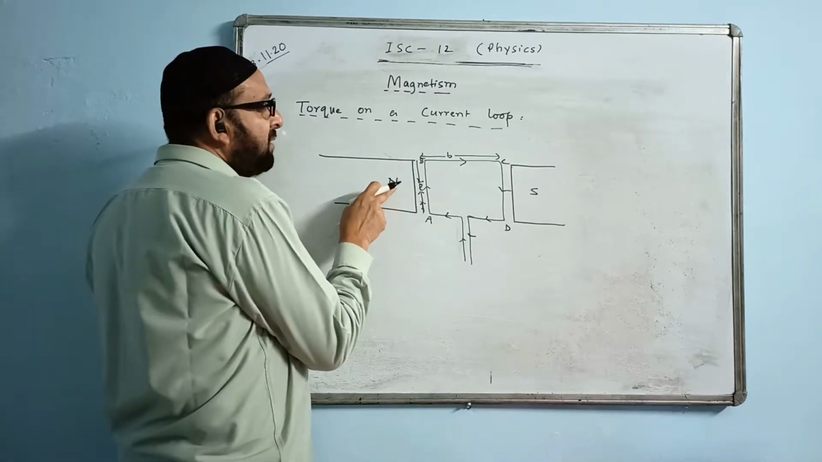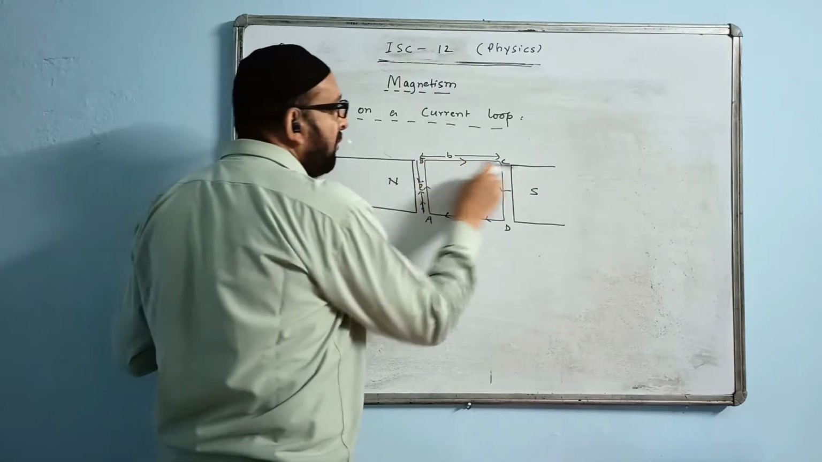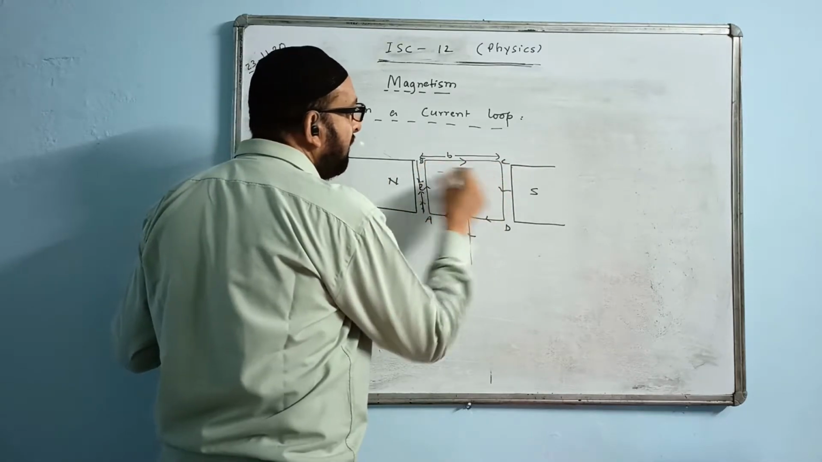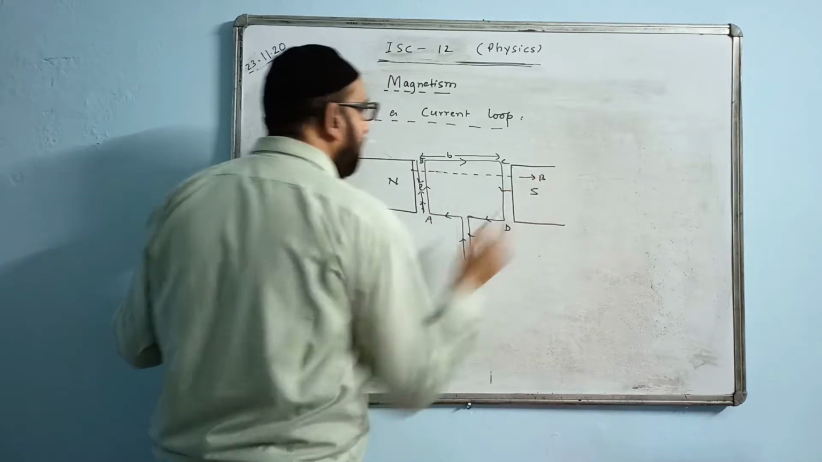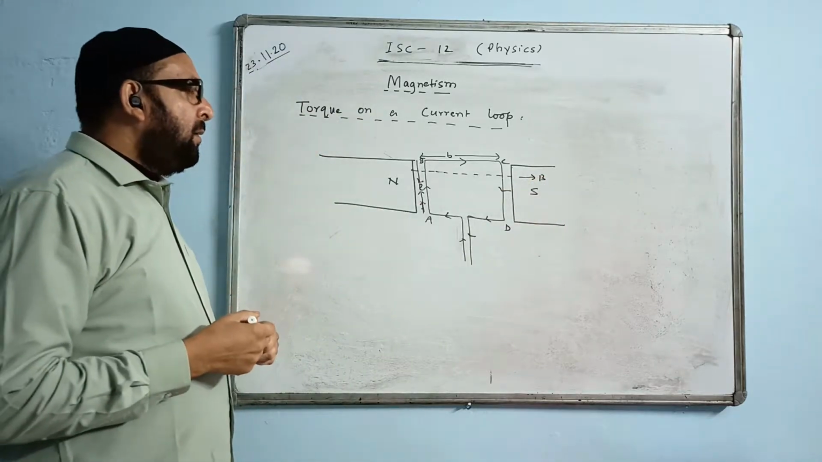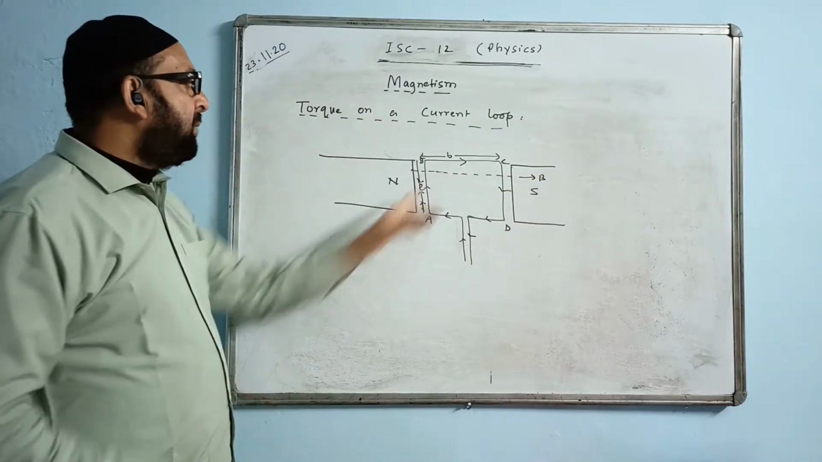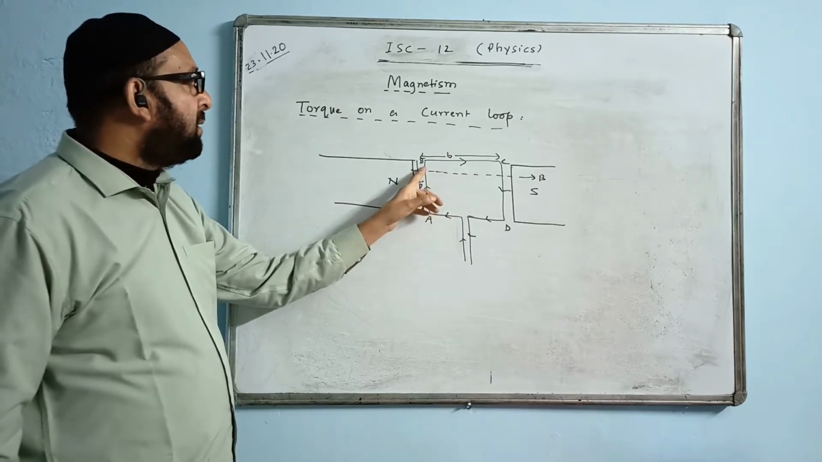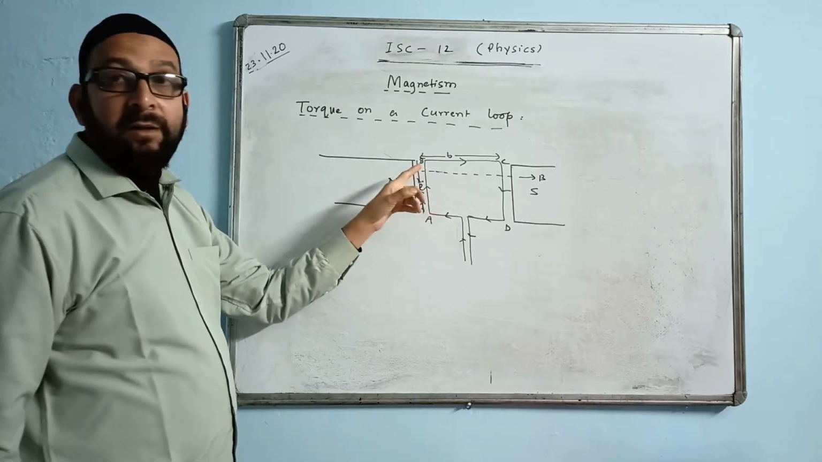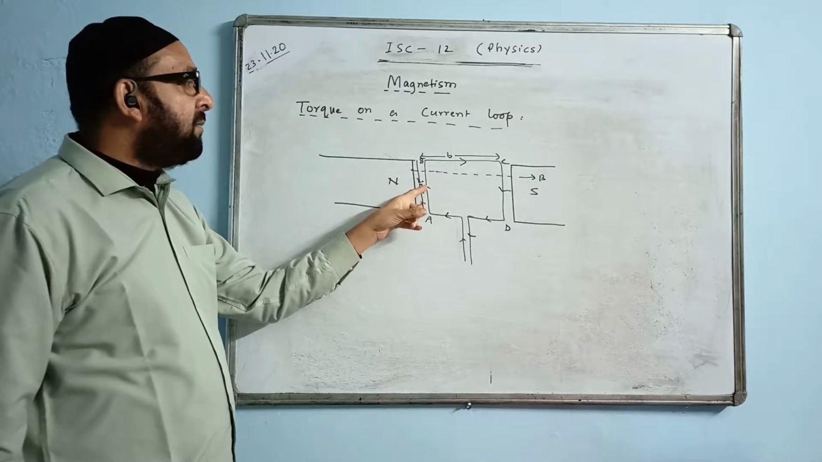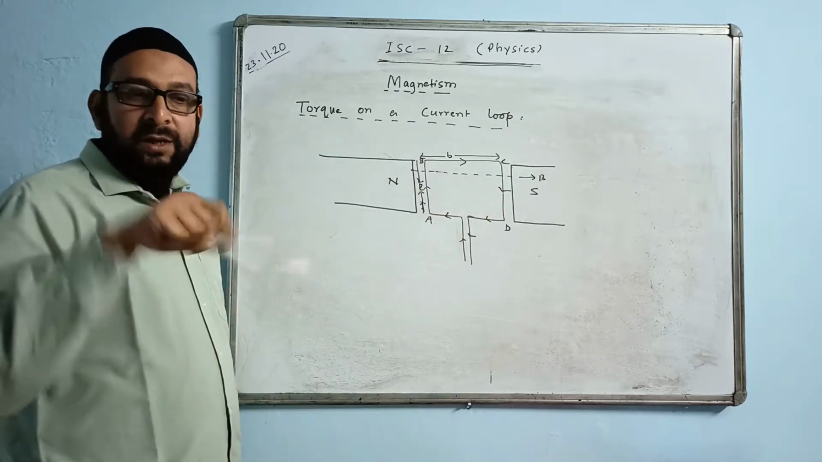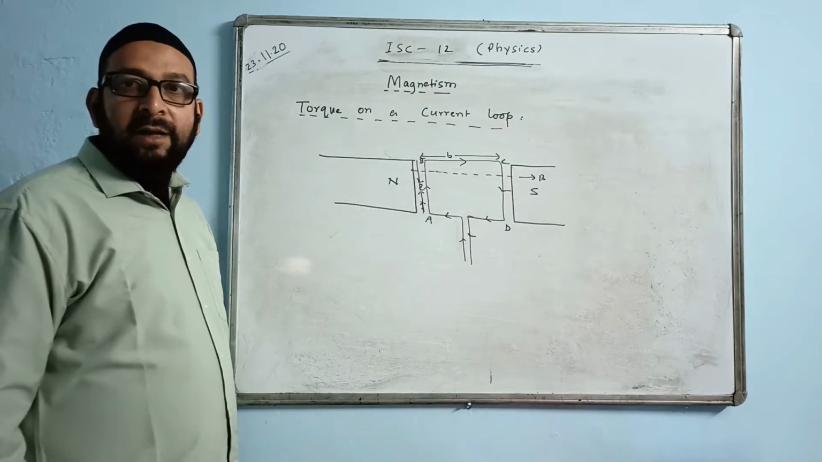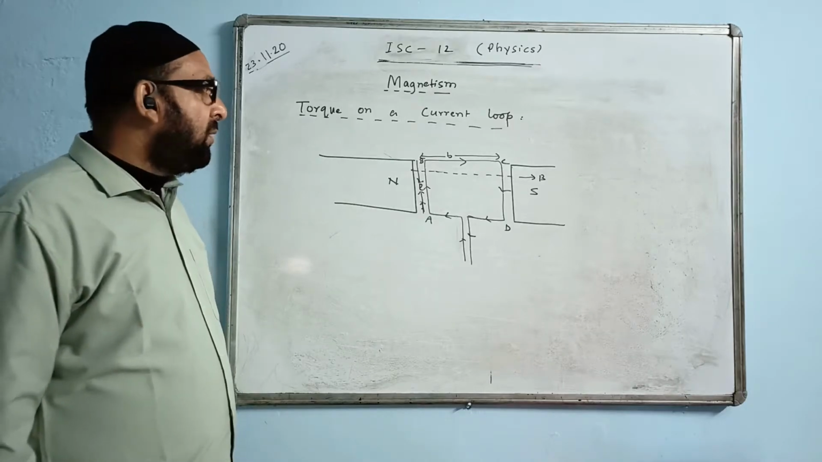The magnetic field lines will go from north to south, like this. This is the direction of the magnetic field. Dotted line I am drawing. What angle does it make with the length L? 90 degrees. That means this side will experience a maximum force, and this side also will experience a maximum force, because theta is 90 degrees and sin 90 is 1.